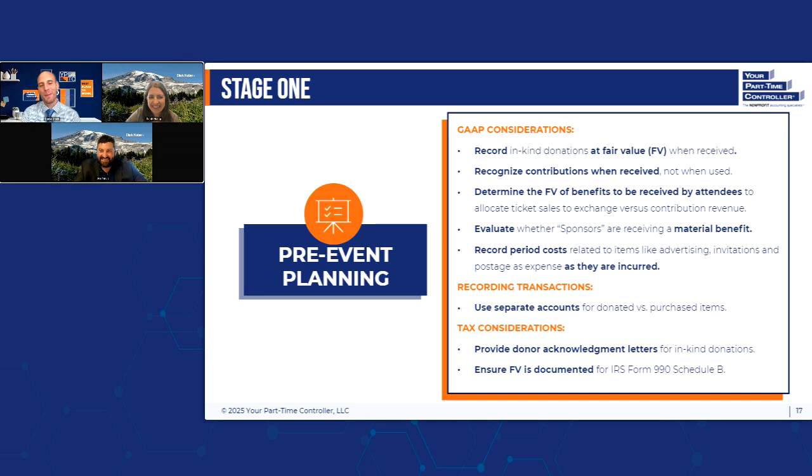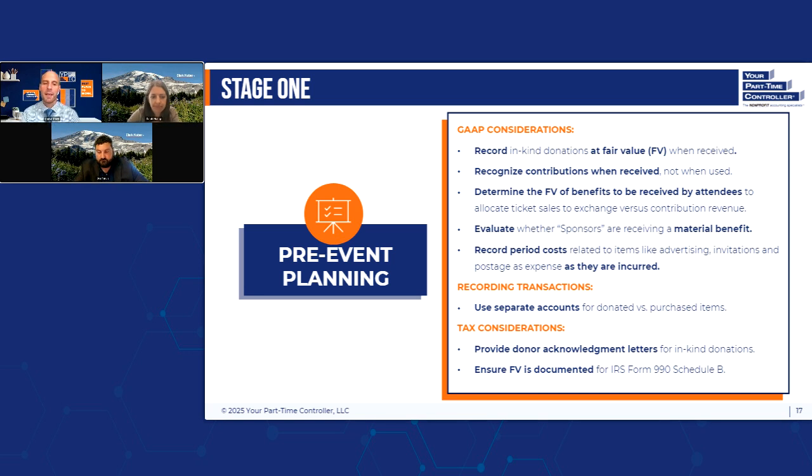So from the recording perspective, the biggest thing we can say is make sure you're using separate accounts for donated versus purchased items. This is especially going to help you in the post-event reporting when you're trying to look at, was this event successful, right? You're going to be able to see how much you leaned on in-kind or donated items versus items you had to purchase. So this pre-event planning stage and what we would ask you to do beforehand, using separate accounts, will really help you during the event and after the event more than anything.